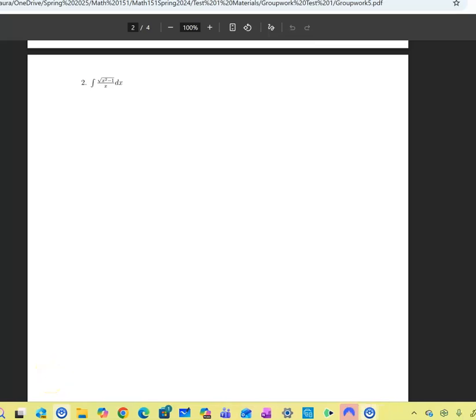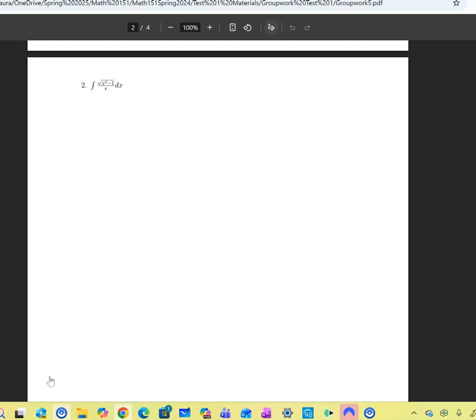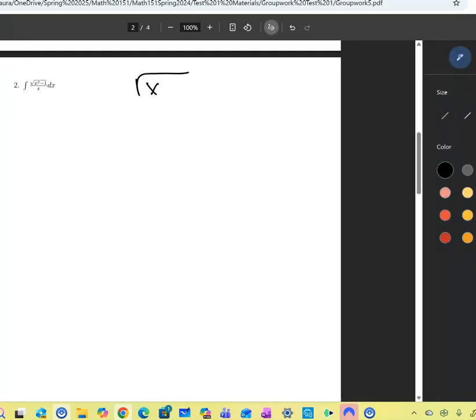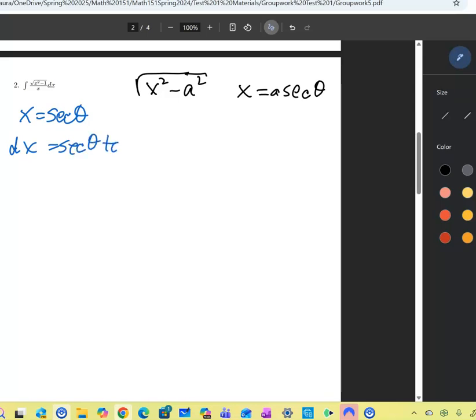So now, because you've got those substitutions memorized, you know that if I see x squared minus a squared, you're going to use x equals a secant theta. So this is x squared minus 1. The substitution I'm going to use for this particular problem will be x equals 1 secant theta. So then dx is secant theta tangent theta. The most common mistake is either to forget to find dx or put it in. So right now I'm just going to put it in: secant theta tangent theta d theta.